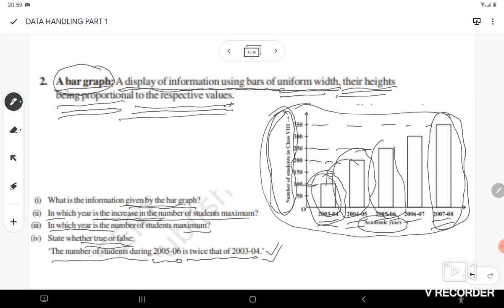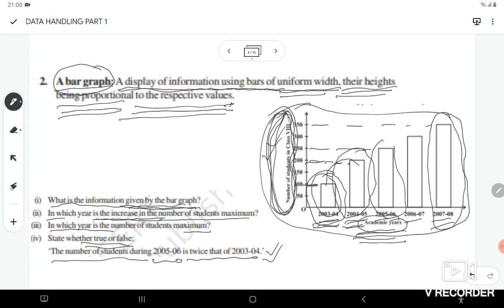On the right hand side you can clearly see the bar graph of the academic years and number of students in class 8th. From 2003 to 2004, 100 students joined the school. From 2004 to 2005, 200 students joined the school. Let's see the different types of questions we can encounter. It says, what is the information given by the bar graph? You can clearly see that in the different academic years, the number of students admitted in class 8th.